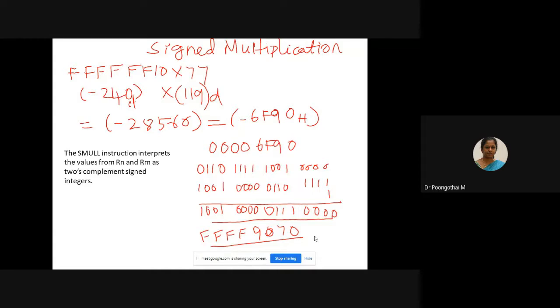What is your MSB? We are supposed to get this answer. We need to take the 2's complement and check your results. The first 4 bits of the MSBs are filled with 0. When we take the 2's complement, this is going to be our MSB, and this is going to be our LSB. Is that clear, students?